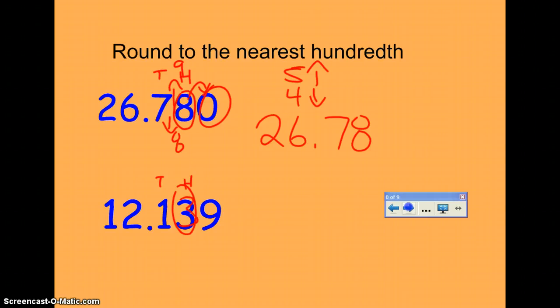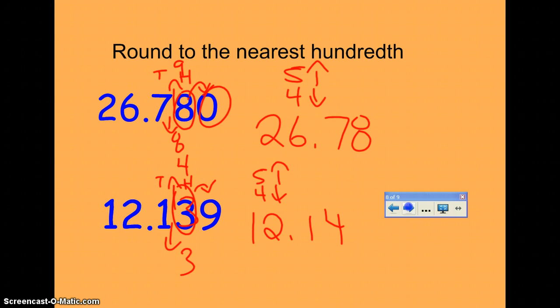Let's take a look at the 12.139. The 3 is in your hundredths column, and that's what we're rounding to. So we take a look at the neighbor, and it's a 9. So the rule again, 5 and up goes up, 4 and down goes down. In this situation, this 3, if it goes up, it's going to round up to 4, and if it rounds down, it's going to round back down and stay at the 3. So let's see what we're going to do. That 9 is in the 5 and up category, so that means that number is going to round up. So your final answer is 12.14.